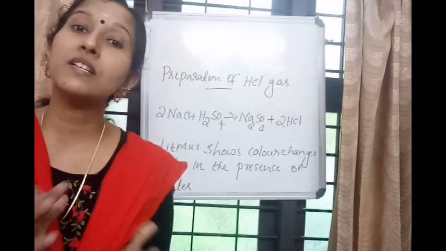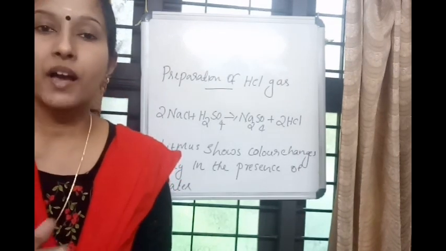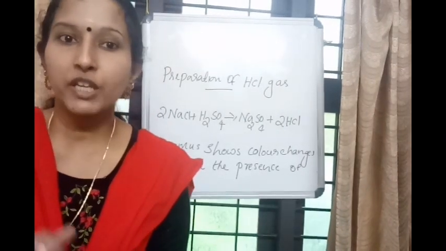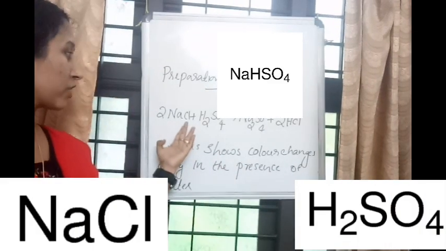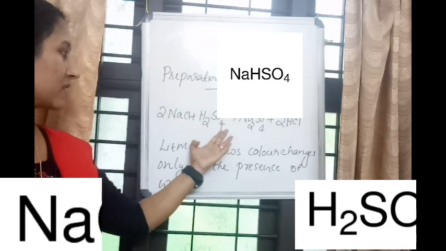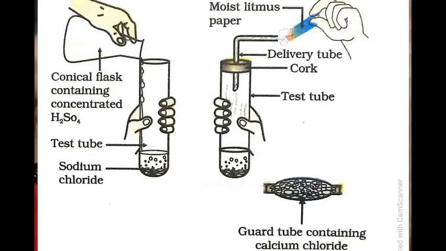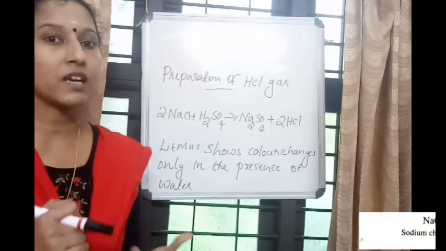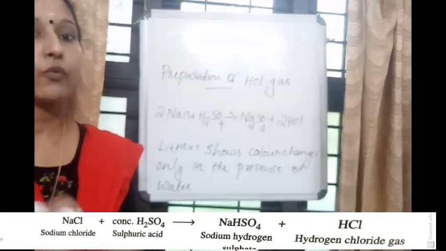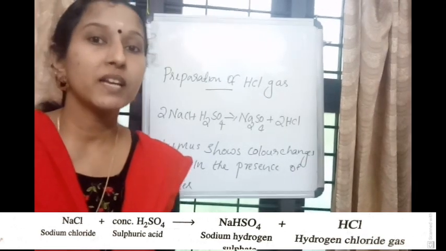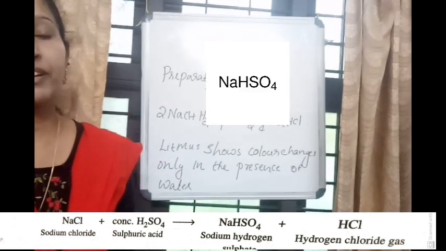What are the materials needed to get hydrogen chloride gas? We need to take sodium chloride and sulfuric acid. So the materials needed to prepare hydrogen chloride gas are sodium chloride and sulfuric acid. On mixing sodium chloride and sulfuric acid, we get hydrogen chloride gas.